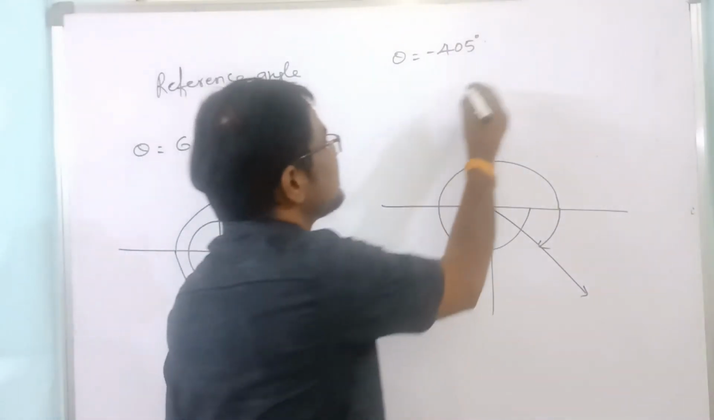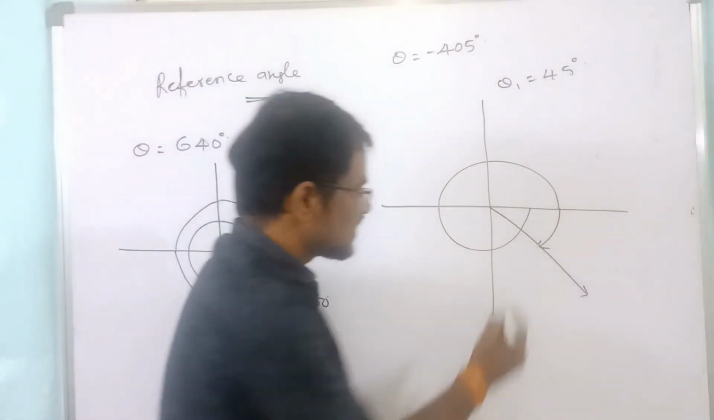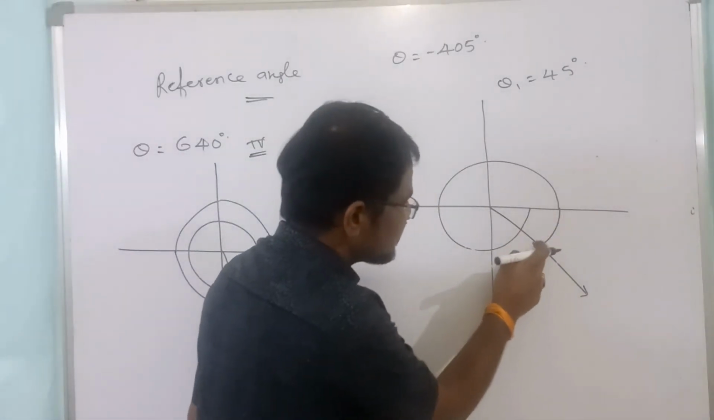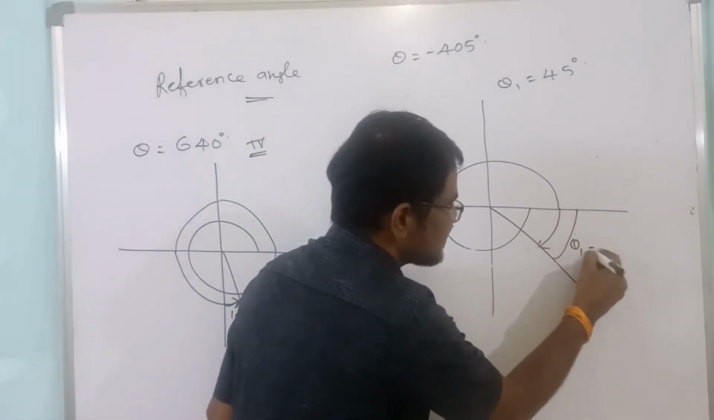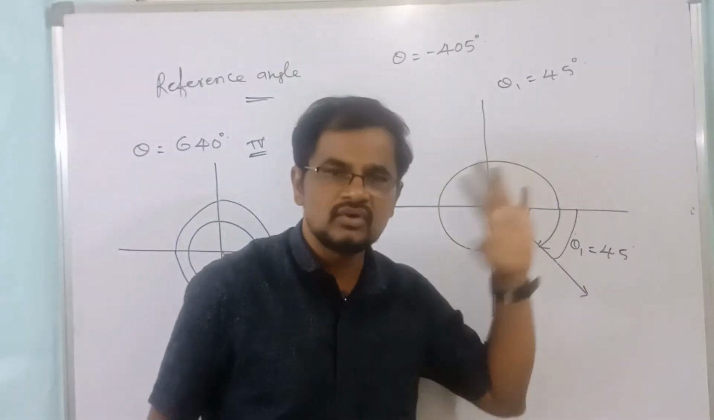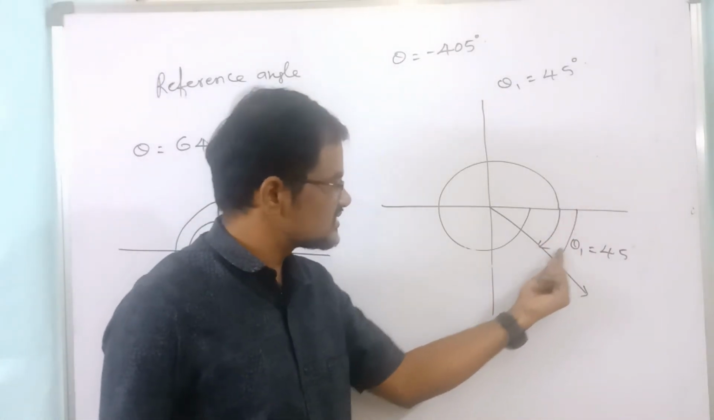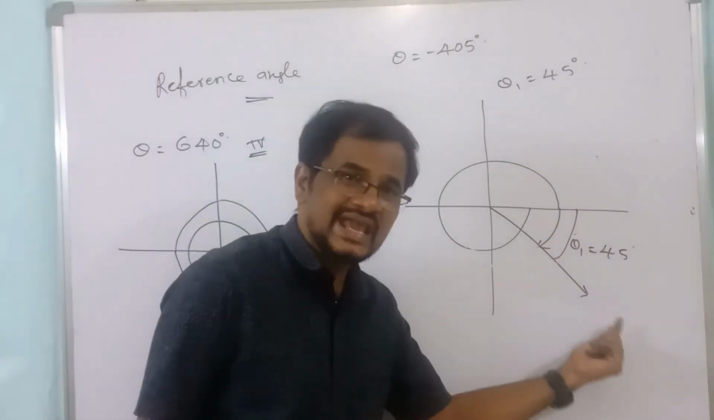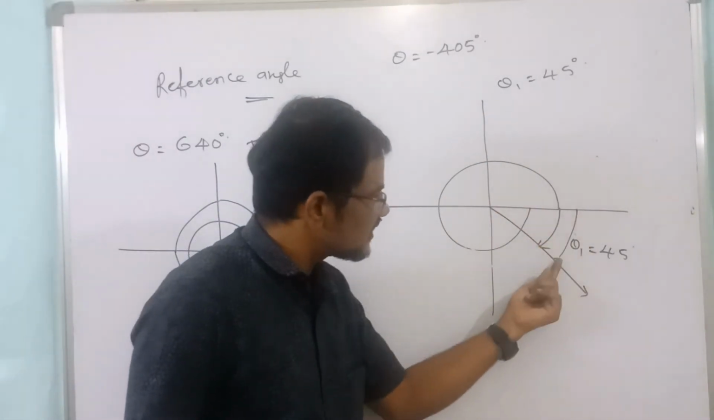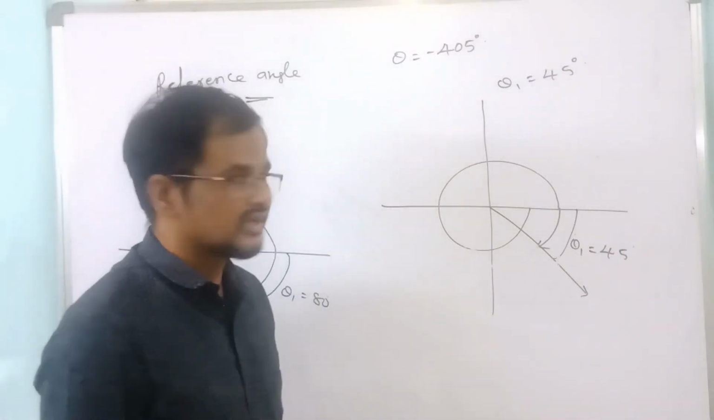So definitely theta 1 equal to what? 45 degrees only, or not? Because this lies in the fourth quadrant, and from here to here 45, so definitely here only we have to take the reference angle. So the reference angle theta 1 equal to 45, like this. Here to here 45, here to here also 45. Whenever the angle is in the fourth quadrant, this is the reference angle. So like this also you can identify.